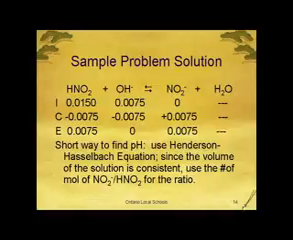You can use the ratio of moles of NO2 minus over HNO2, or you can calculate the new concentrations for each of those, which would be 0.0075 moles of each divided by 0.125 liters to find the new concentration. Either way, the ratio will be equal to 1, and because the Henderson-Hasselbalch equation depends upon the log of the ratio of the concentrations, we know that the log of 1 is 0, which makes finding the pH very easy.